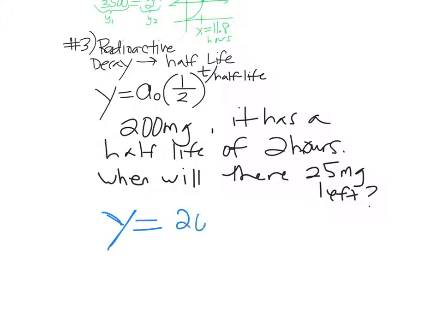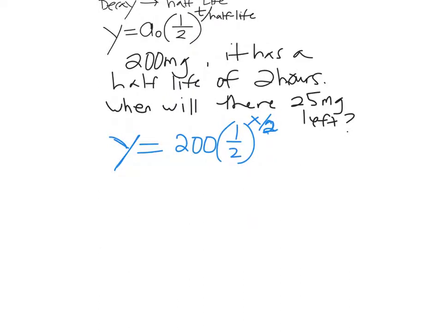Y equals 200, 1/2 to the, you could say x or t, it doesn't matter, x over 2. Now, do you see why we divide by 2? Like if I said, how much is left after 4 hours, and you plug in to the 4th, that's not right. Because the half is every 2 hours. If it's every 1 hour, yeah, then it's 4 over 1 is just to the 4th. But this is every 2 hours, so you have to divide whatever you're plugging in by 2 to get the right amount. Now, the question is, when will you have 25 milligrams left?